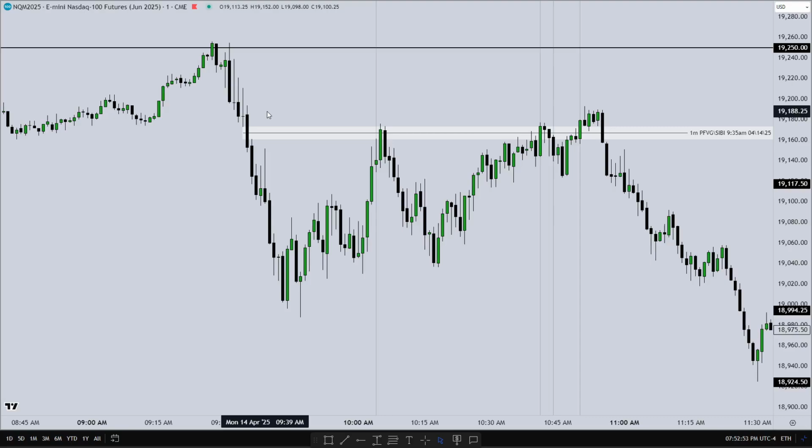So we have that 9:35 a.m. SIBI, the first presented fair value gap. Once again, like I said, it has two options here. It has the option of utilizing it as a bearish fair value gap, bearish gap, or an inversion gap.